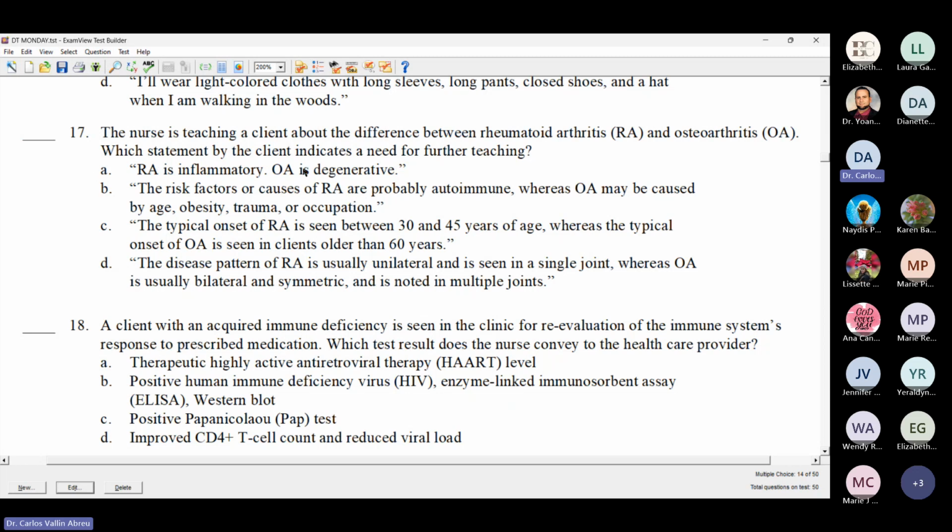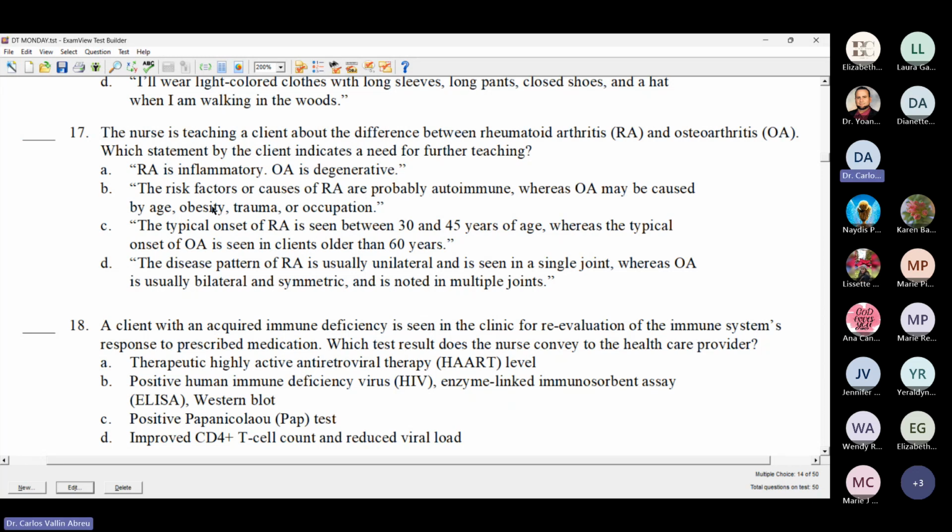So A is true. The risk factors or causes of rheumatoid arthritis are probably autoimmune. It's true. Whereas osteoarthritis may be caused by age, yes, because of wear and tear after many years. Obesity. What is the problem of obesity? Which joints are supporting my overweight? My hips and my knees, especially.